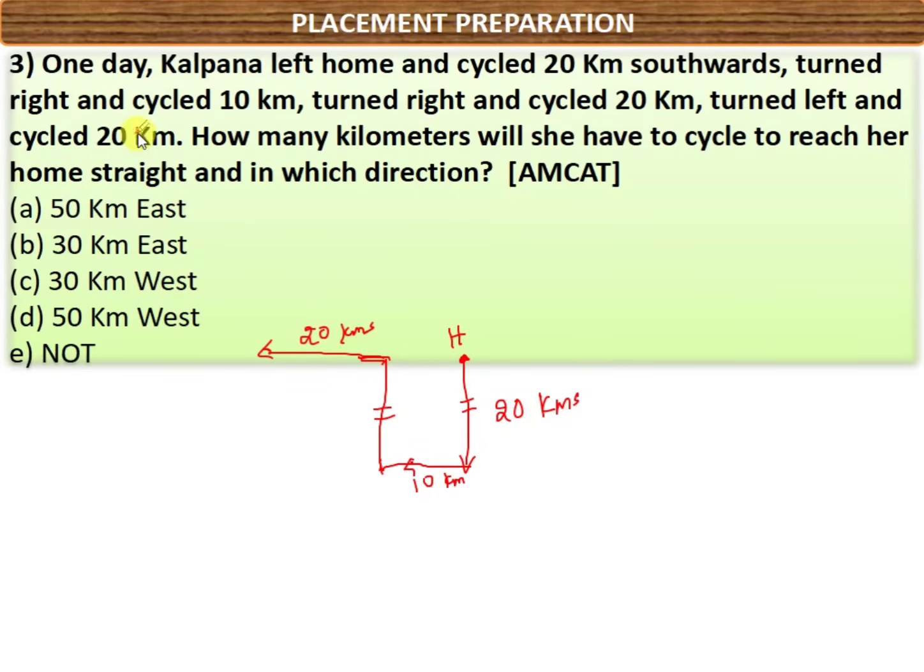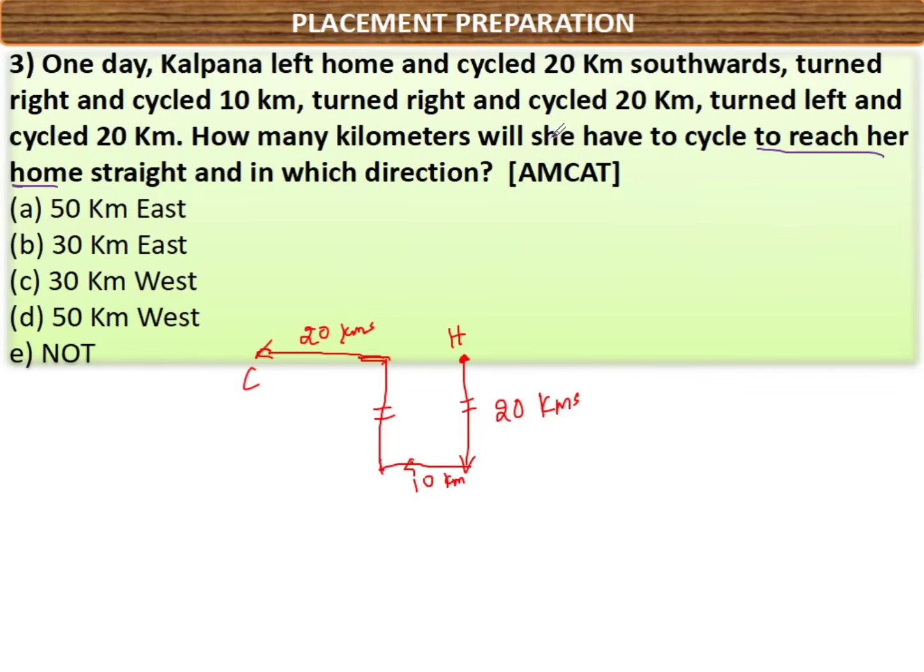Kilometers. Now, H is the starting position. This I will call C. C is the current position of Kalpana. Now, how many kilometers will she have to cycle to reach her home straight? Now what does she have to do? She has to reach her home.